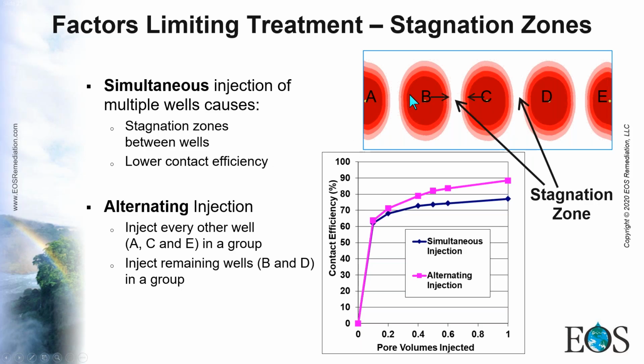When we're injecting A and C, the stagnation zone would be right here at B. So the first day, we wouldn't treat this area. But the second day, we'd be injecting right in the middle of the former stagnation zone. And we basically got another 10% increase in contact efficiency.